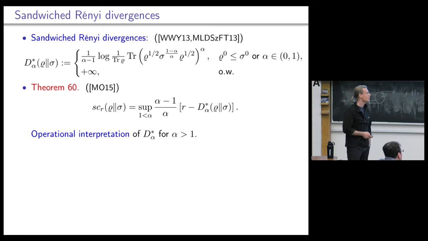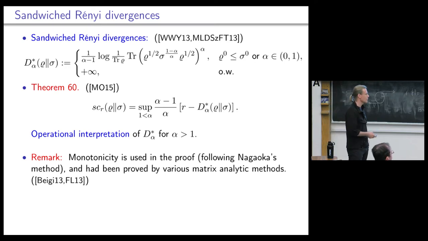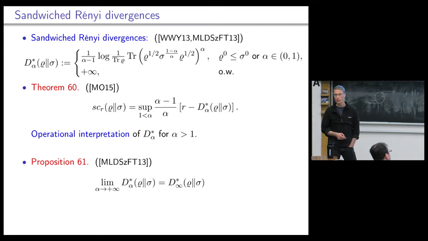Okay. A few observations related to these results: in the proof of this, we use monotonicity. Well, it doesn't matter, it's a technical comment. Another thing is that here we got the operational interpretation for every alpha larger than one, and if you take alpha going to plus infinity, then we get this D infinity star Rényi divergence, which I introduced at the very beginning of the talk. So now we are connecting back to the beginning of the talk.